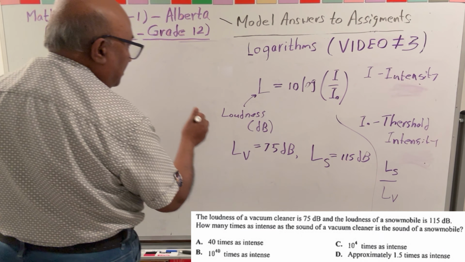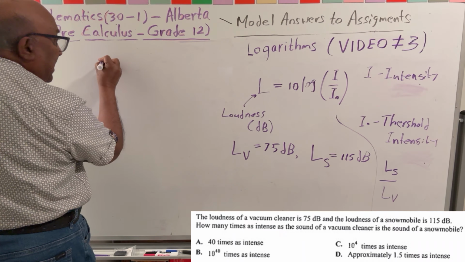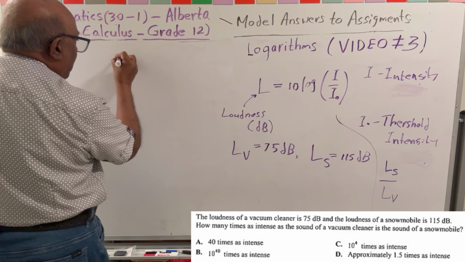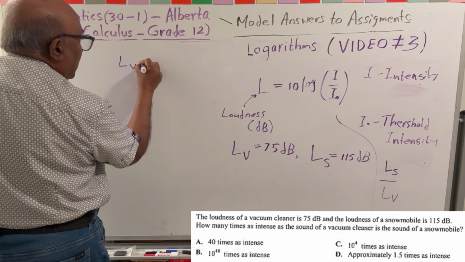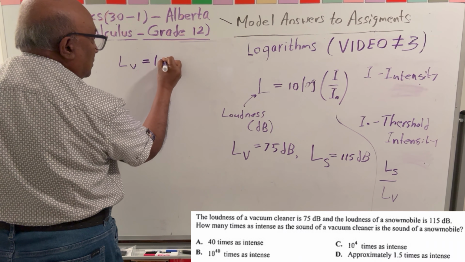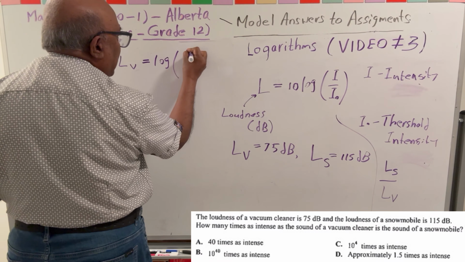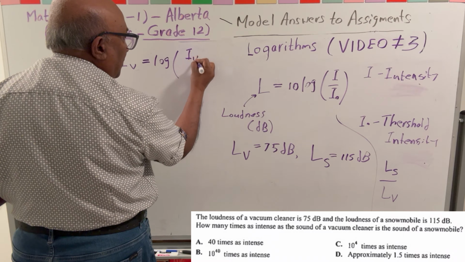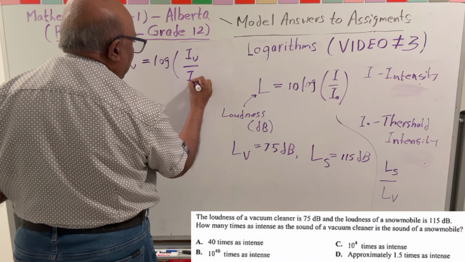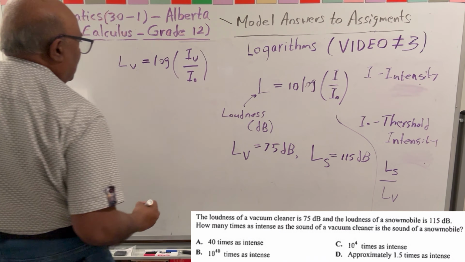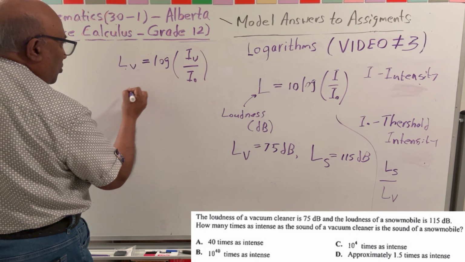That means this one, LV equal to 10 log intensity of vacuum divided by threshold. That is one equation. Let's apply this value now.